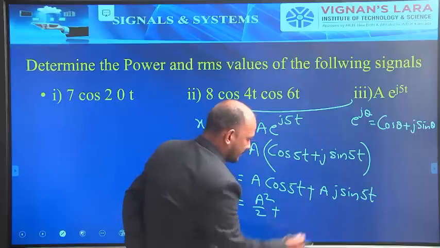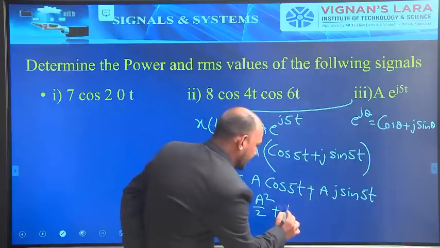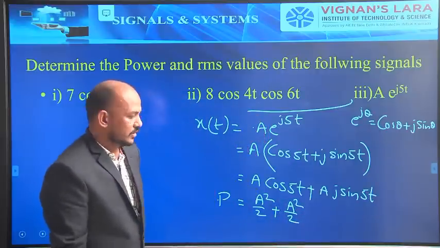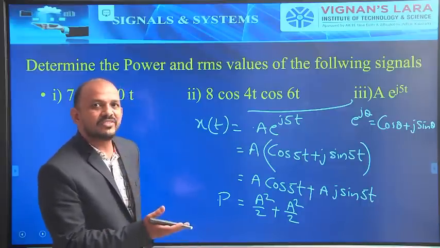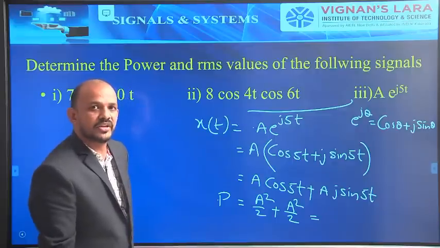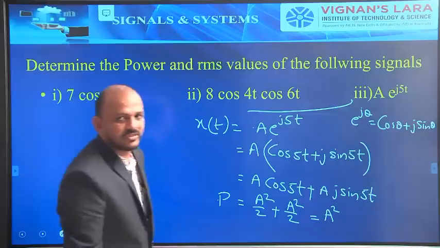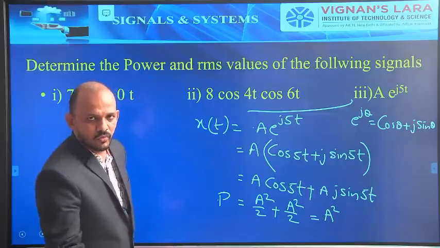Next, this is the sinusoidal signal with amplitude A. Again, the power of the signal is A square by 2. So, 1 by 2 A square plus 1 by 2 A square. What happens? The answer is A square. 1 by 2 plus 1 by 2 will be equal to 1.